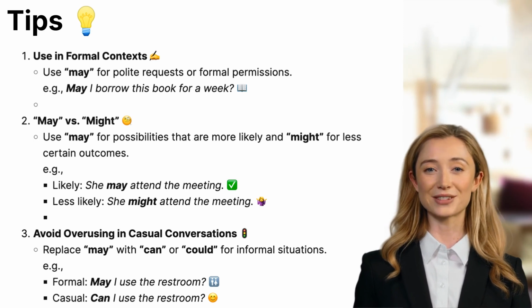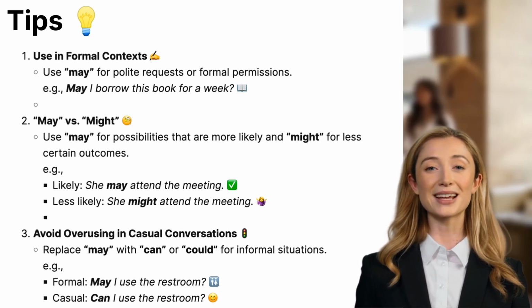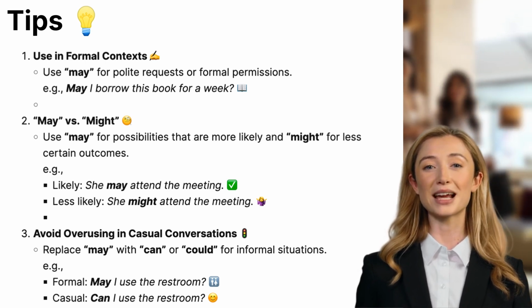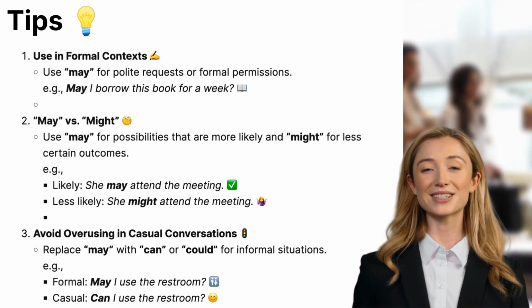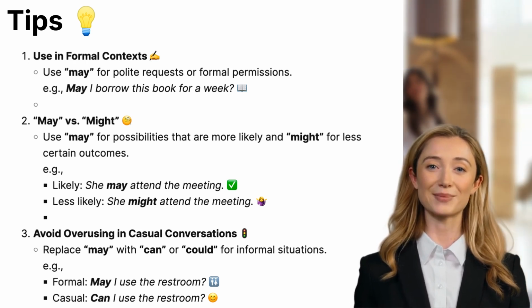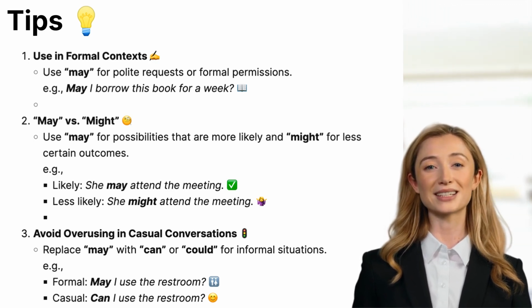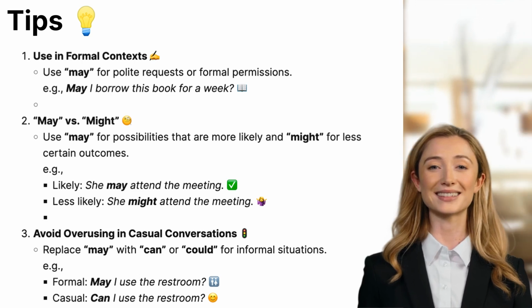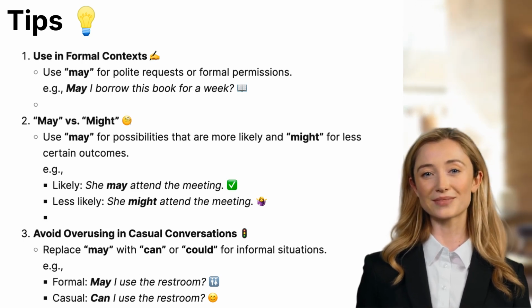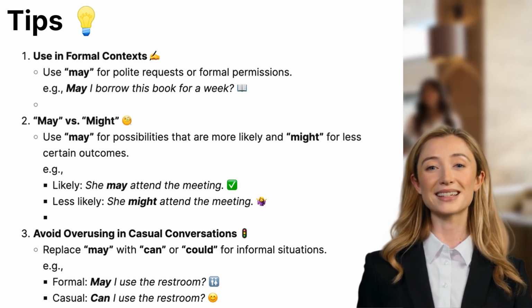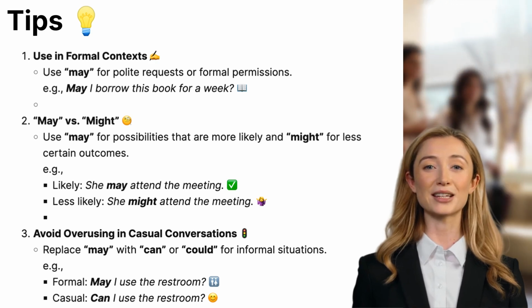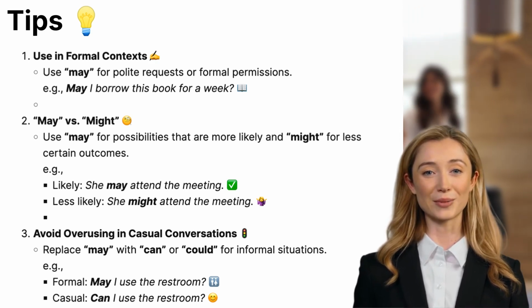2. May versus might. Many learners confuse may and might. While both express possibility, they have different levels of certainty. Use may when something is more likely to happen. Use might when something is less certain. Examples: likely, she may attend the meeting. There is a good chance she will go. Less likely, she might attend the meeting. It is possible, but not very certain. If you want to talk about probability, choose the correct word based on how certain you are.